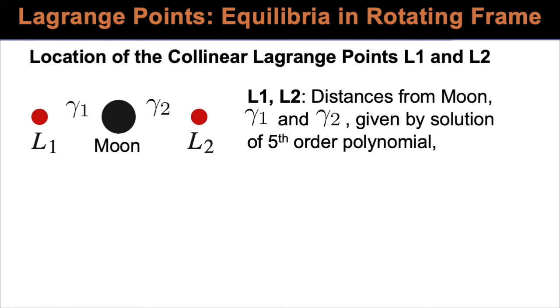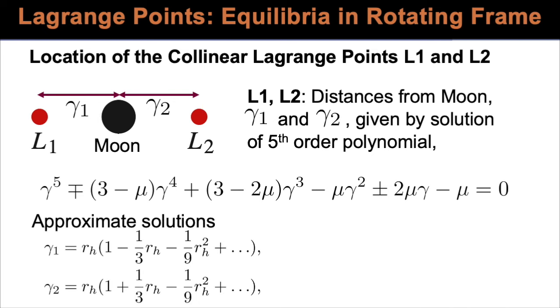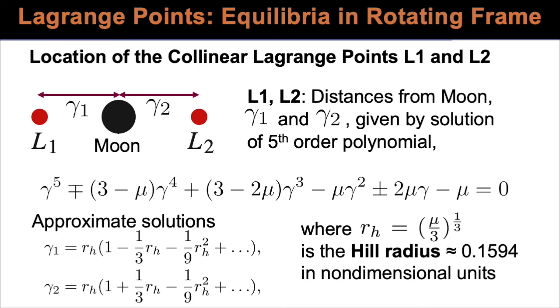One way to do that is using a polynomial. So the location of L1 and L2 with respect to the moon, you could write those distances as gamma 1 and gamma 2, respectively, and their solution is given by a fifth order polynomial. And these are the non-dimensional distances. So the upper sign is for gamma 1, the lower sign is for gamma 2. You could write these in terms of an approximate solution, where this leading order term R_H is the Hill radius. So the Hill radius in non-dimensional units is 0.1594.